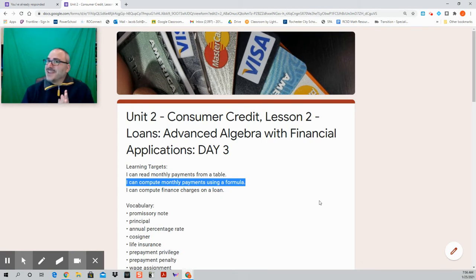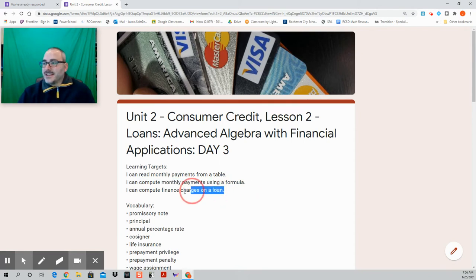Day three, we're using that monthly payment formula, and then the third learning target is I can compute finance charges on a loan. We did a lot of these on day two. Remember, whenever you take out a loan, say for $10,000, you have to pay back all $10,000, and if you add up all your monthly payments plus your down payment, it's going to be more than 10,000, maybe 11,000 or 12,000. What's that extra money for? That's the finance charge. That's the interest. That's the money you pay for the privilege of borrowing someone else's money for a time.